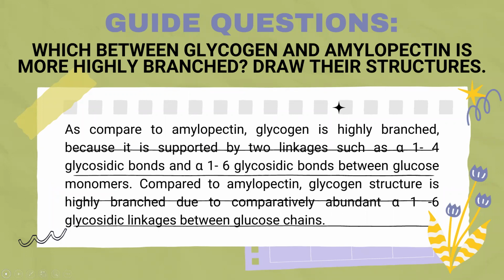As compared to amylopectin, glycogen is highly branched because it is supported by two linkages, alpha-1,4 glycosidic bond and alpha-1,6 glycosidic bond, between glucose monomers. Compared to amylopectin, the glycogen structure is highly branched because it has more abundant alpha-1,6 glycosidic linkages between glucose chains.